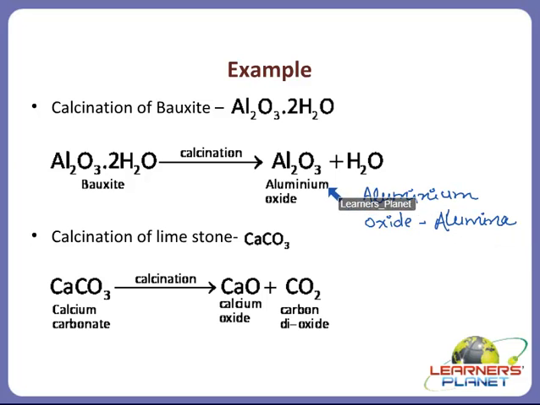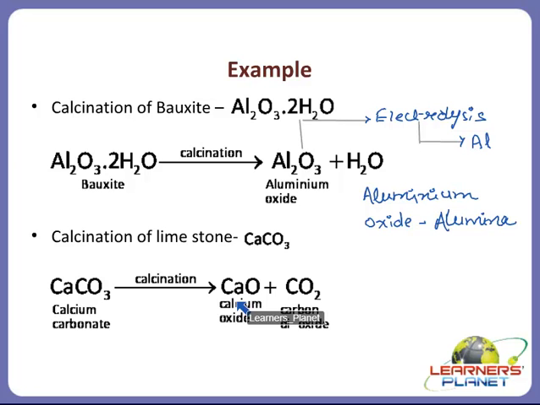From here further, aluminium is obtained by electrolysis of alumina. Whatever we have obtained after calcination is subjected to electrolysis. After electrolysis, what are we going to get? We will get aluminium, right? So this is aluminium. This is the next step.